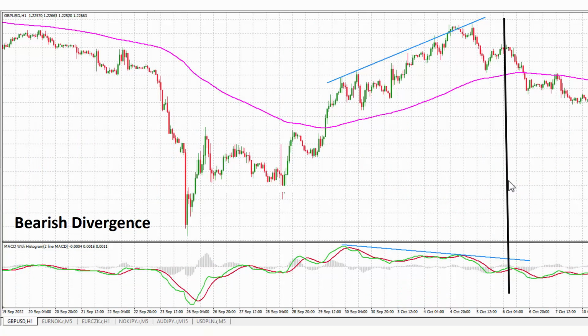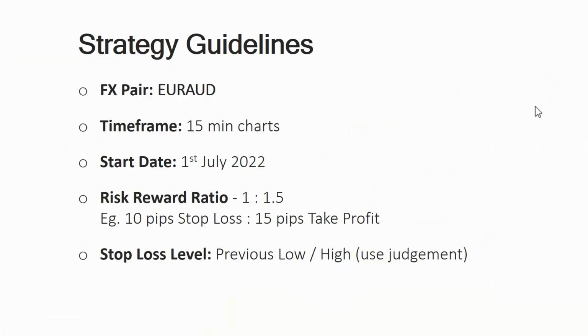Now let's have a look at the bearish divergence. So what happens here is the price action, we see it's making a series of higher highs. However, the MACD indicator is making a series of lower lows. So if we put a trend line here, we can clearly see the price is going up while the MACD indicator is going down. Once we see it, we have an entry signal here, which we sell, and then the price should go down. So a bearish divergence will result in a sell order. So going short.